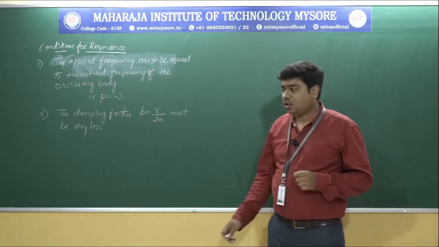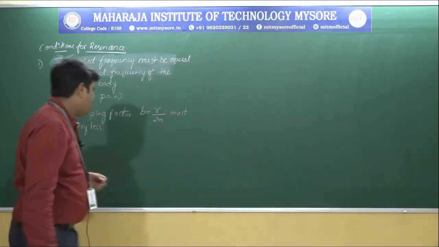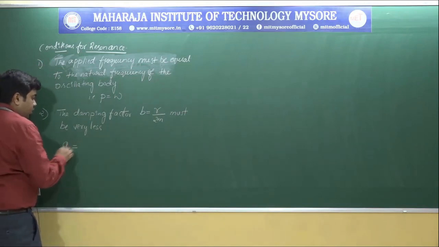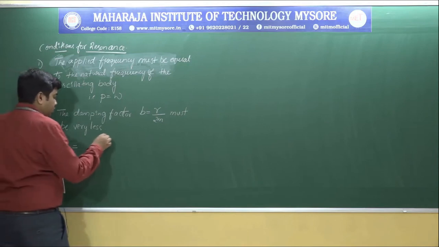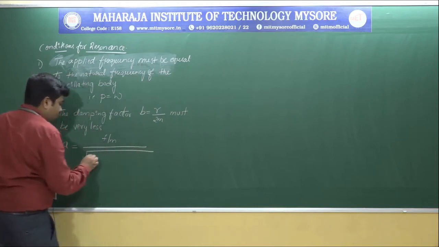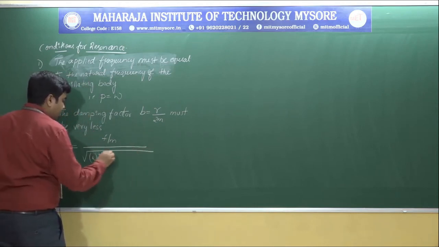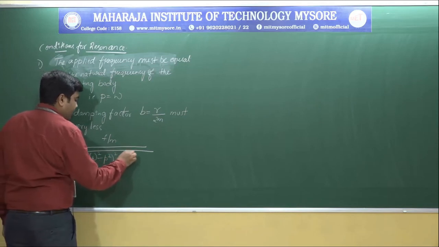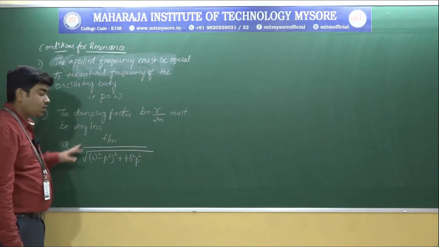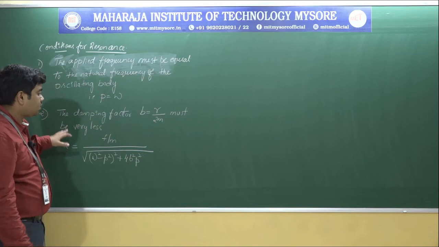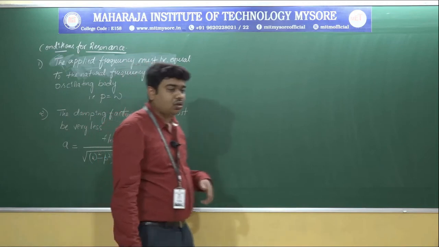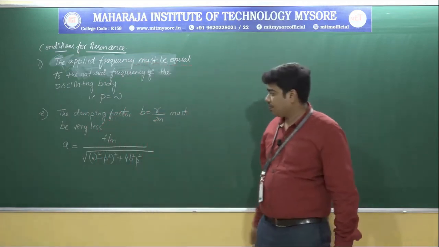Now, this can be proved mathematically by using the equation for the amplitude. We know the equation for the amplitude of the oscillating body in the case of forced oscillation is given by A is equal to F by m whole divided by square root of (omega square minus p square) whole square plus 4b square p square. Using this equation we will derive the condition P is equal to omega.